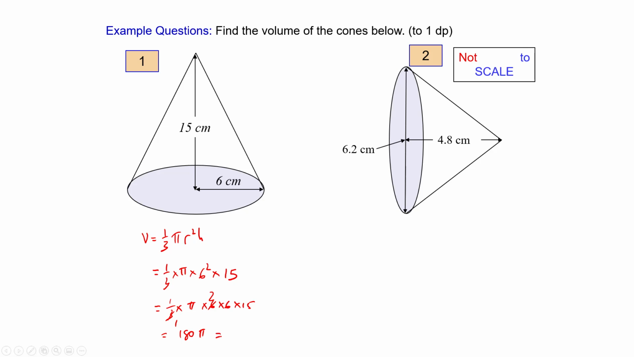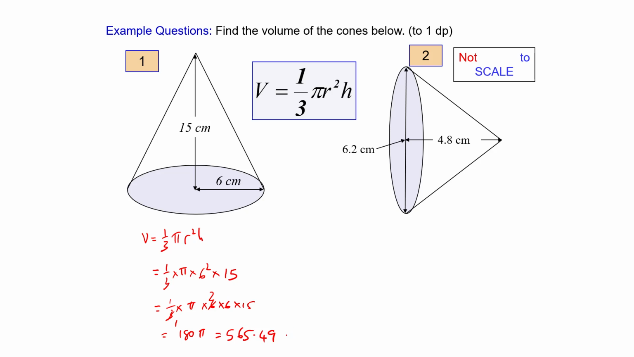which is equal to, and now we can use our calculator, and that gives us 565.49. So let's just write that back there, 565.49, and then our units then is volume, so it's going to be centimeters cubed. So write that down for number 1, and then I want you to have a go on question 2. No need to draw the diagram, just have a go. Okay, off you go. Hit pause, when you're ready, hit play again.